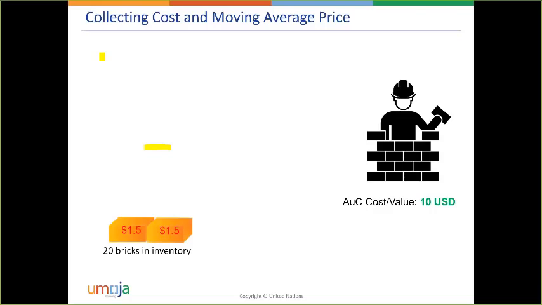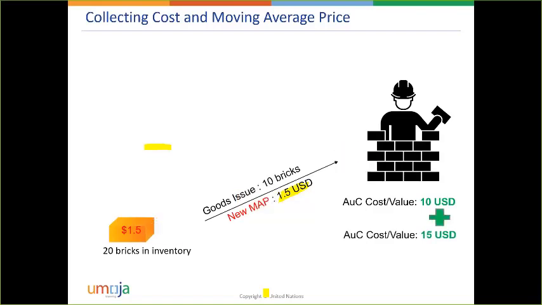Does this make sense? And then when you issue them out to the project, you will issue them with the new moving average price. You don't need to do anything. This is automatically calculated by the system. But if you issue 10 bricks whose price is 1.5, right? The new cost that you are acquiring is now $15 because it's 10 bricks. And now the price is 1.5.